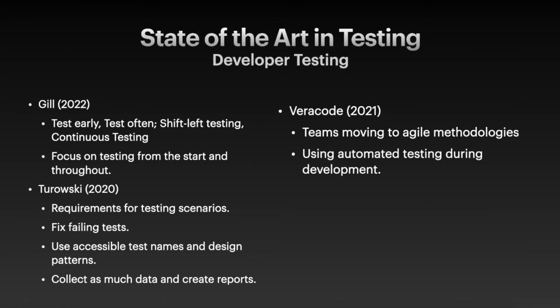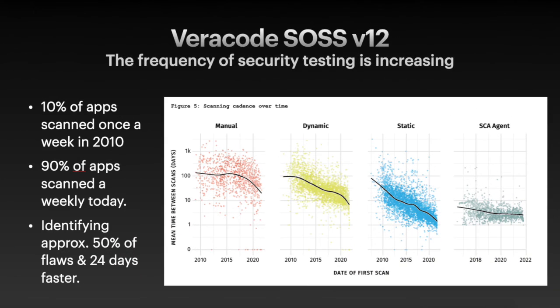Next, I'm going to discuss and expand on state-of-the-art in testing. Testing methodologies today generally focus on best practice being to carry out testing from the beginning and throughout, and to avoid leaving testing till the end of development. Methods such as testing early and test often, shift-left testing, and continuous testing are popular today because they implement this. It is also important to fix failing tests, collect as much data from failed tests, and create test reports.